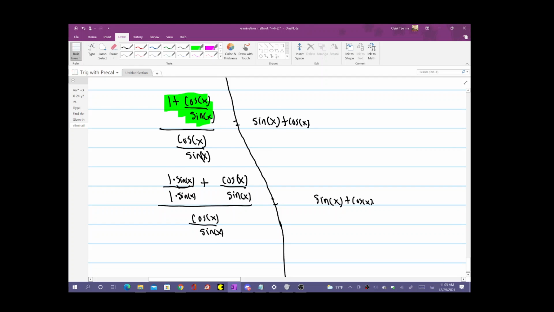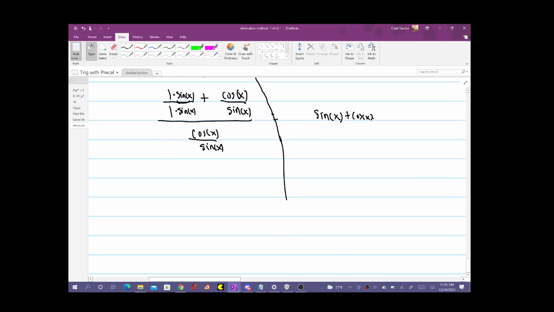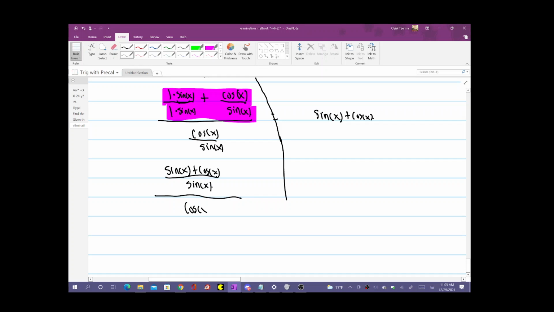Okay, so this basically becomes, the top part is this whole thing. So then it becomes sine of x plus cosine of x over cosine of x, right? Over sine of x, excuse me. Over cosine of x over sine of x equals sine of x plus cosine of x.